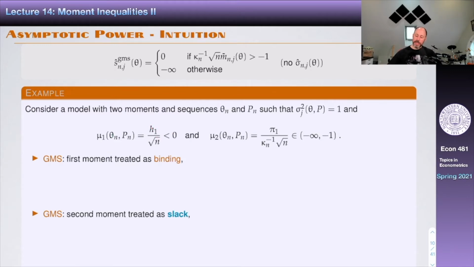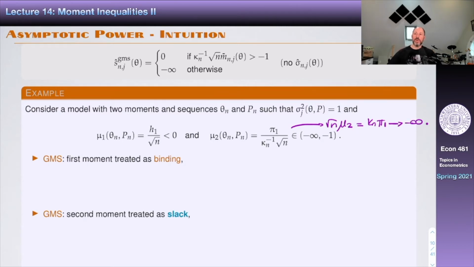And then the second moment, notice that it has some pi 1, which is also negative, divided by square root n, but it also has kappa inverse here, okay? So this is going to 0 at a slower rate because it's not square root n, it's square root n divided by kappa. So this is going to 0 much slower than mu1. And so in a way, you would expect this, which you can rewrite, let me just rewrite this: square root n mu2 is kappa n pi 1, which drifts to negative infinity, right?